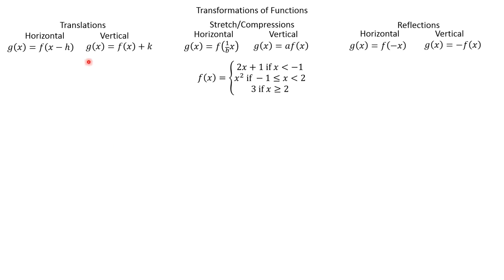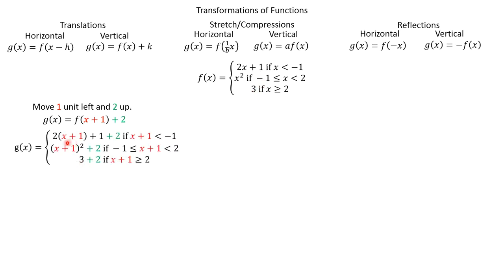So, translations, we can move it 1 unit left and 2 units up. So, g of x will equal f of x plus 1 plus 2. So, all of the x's will change to x plus 1s. And then we just add 2 to the end of the function parts. So, we can take our f of x and change it. So, 2 times x plus 1, plus 1, that's that plus 1. And then plus 2.